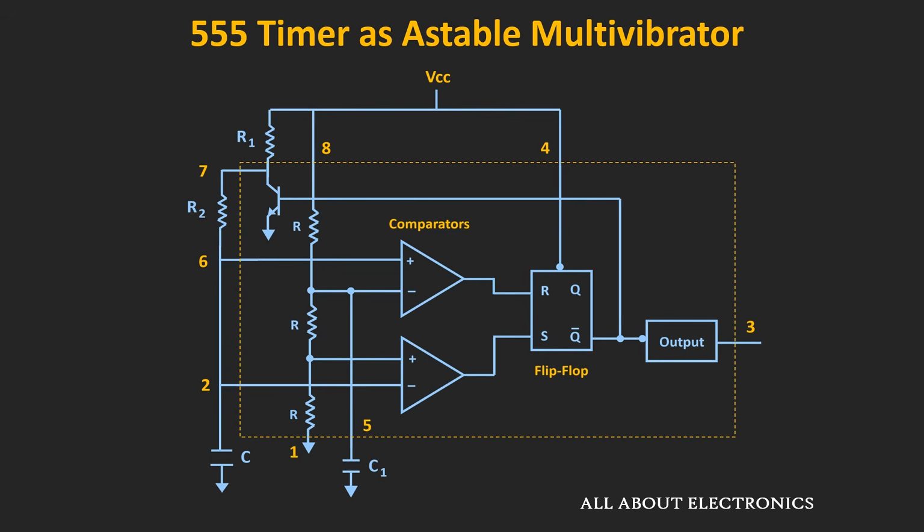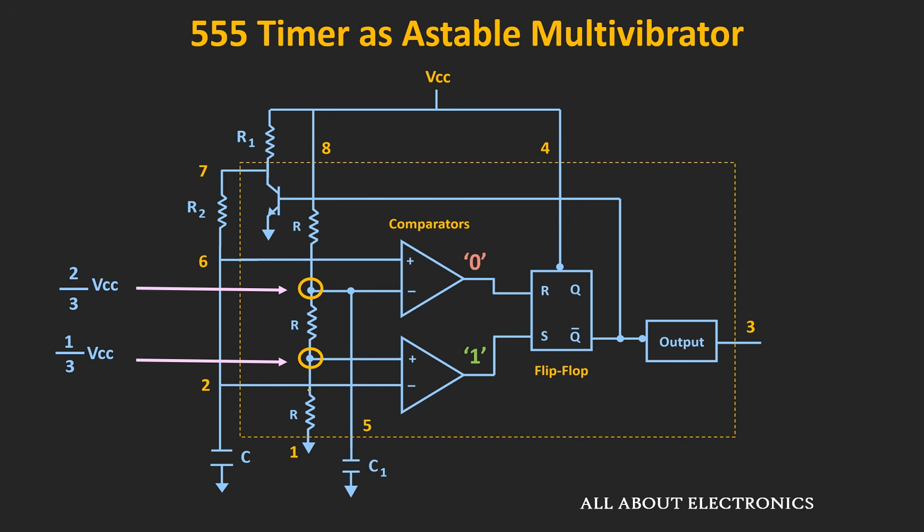Now whenever the circuit is just turned on, at that time this capacitor will be fully uncharged. Or we can say that the voltage at pin number 2 and 6 will be equal to 0 volt. Like we had seen in the previous videos, the voltage at these two nodes of the voltage divider will be equal to 2/3 VCC and 1/3 VCC respectively. So initially, the second comparator output will be equal to logic 1, while the first comparator output will be equal to logic 0.